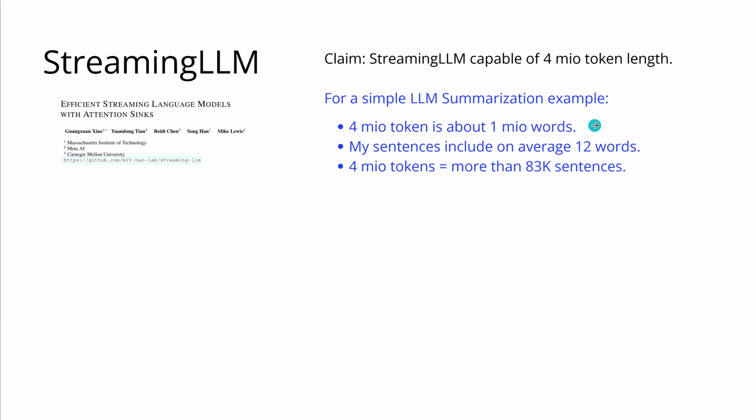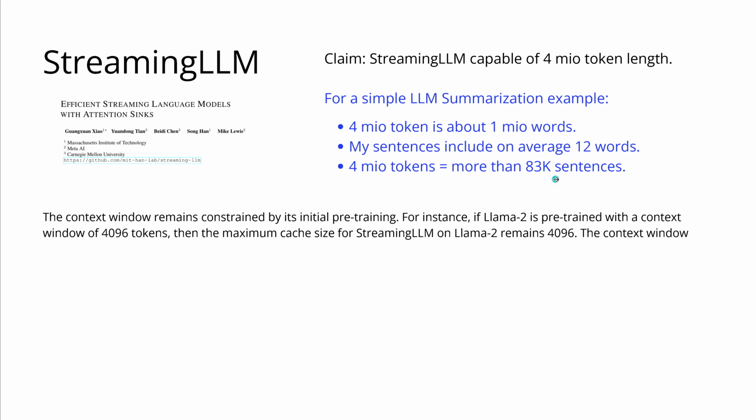So let's make it very easy. Now my sentences, science, theoretical physics, AI, a sentence has about 12 words, plus minus, never mind. So this means my 4 million tokens is about a sequence in my domain of more than 83,000 sentences. Now, as I told you, StreamingLLM uses for a Llama 2 model a context window of 4K. And I have more than 83K sentences. So can I use this for my particular LLM, for example, summarization example?